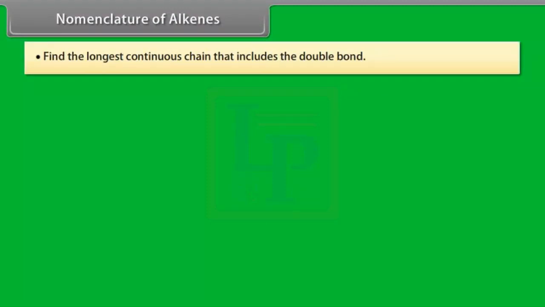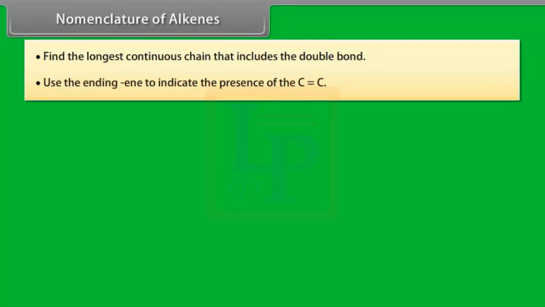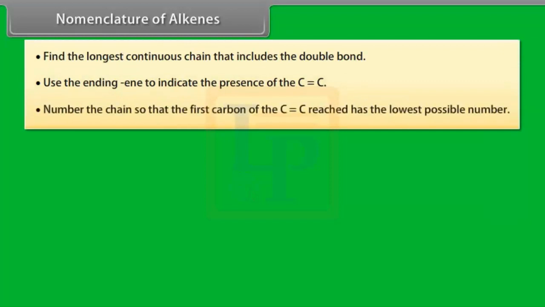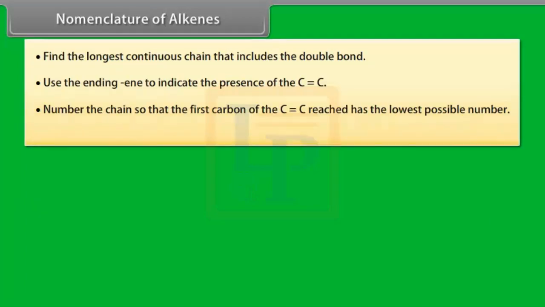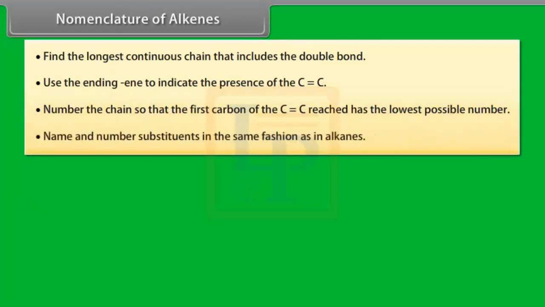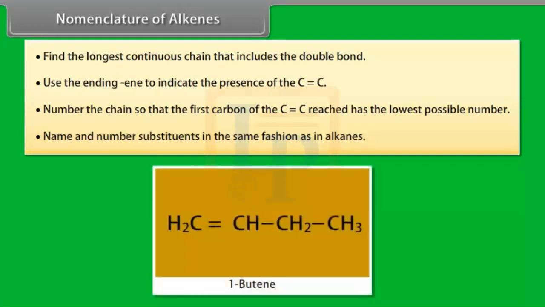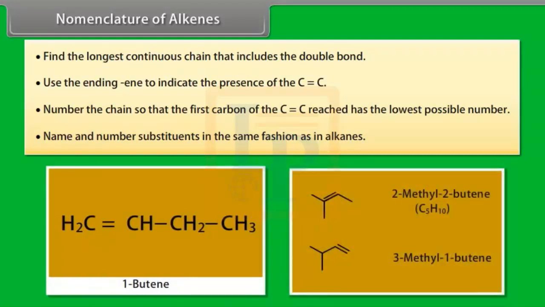Nomenclature of alkenes. Step 1. Find the longest continuous chain that includes the double bond. Step 2. Use the ending -ene to indicate the presence of carbon-carbon double bond. Step 3. Number the chain so that the first carbon of the carbon-carbon double bond has the lowest possible number. Step 4. Name and number substituents in the same fashion as in alkanes. This is 1-butene and these are 2-methyl-2-butene and 3-methyl-1-butene.